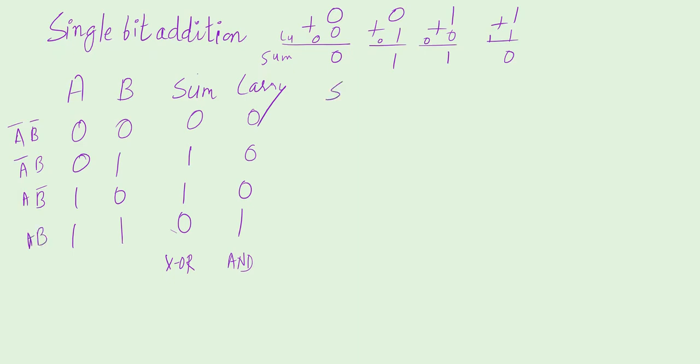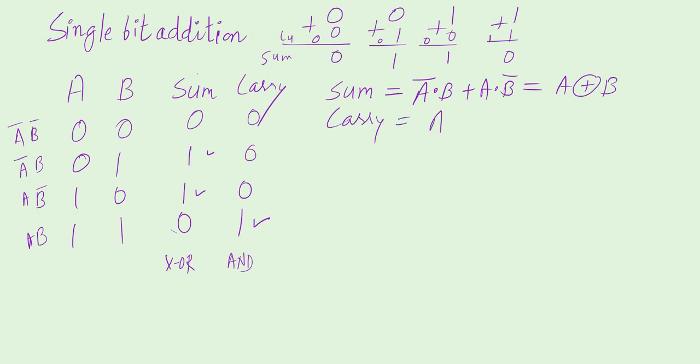Then the sum is 1 for this and this case. So that is equal to A bar B plus A B bar, which is nothing but the XOR gate, A XOR B. And if you consider the carry, then carry is equal to 1 only for this case. So that is A dot B, that is the AND gate. So here we have to use an XOR gate and here we have to use an AND gate. So with one XOR gate and one AND gate we can design the circuit.